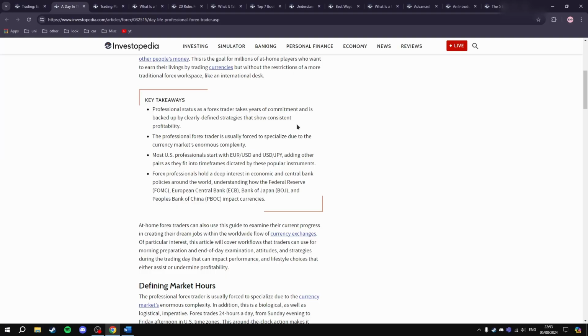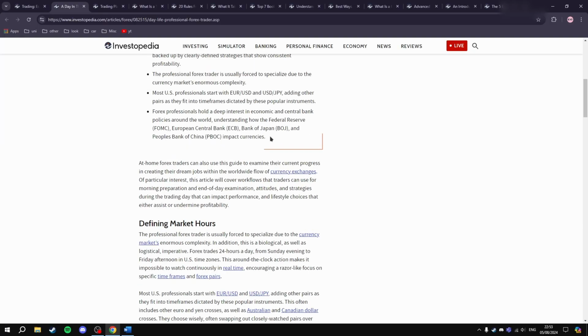popular instruments. Forex professionals hold a deep interest in economic and central bank policies around the world, understanding how the Federal Reserve, European Central Bank, Bank of Japan, and People's Bank of China impact currencies. At-home Forex traders can also use this guide to examine their current progress in creating their dream jobs within the worldwide flow of currency exchanges.